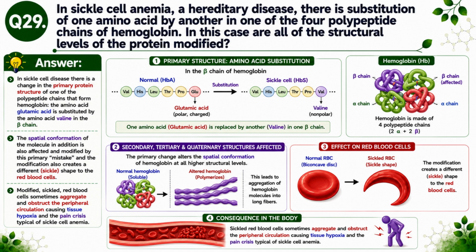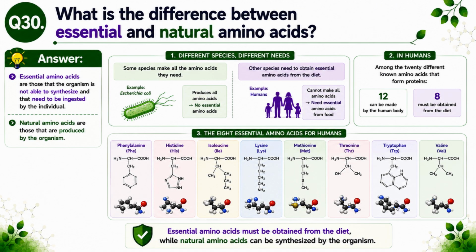The spatial conformation of the molecule in addition is also affected and modified by this primary mistake, and the modification also creates a different, sickle, shape to the red blood cells. Modified, sickled, red blood cells sometimes aggregate and obstruct the peripheral circulation, causing tissue hypoxia and the pain crisis typical of sickle cell anemia.